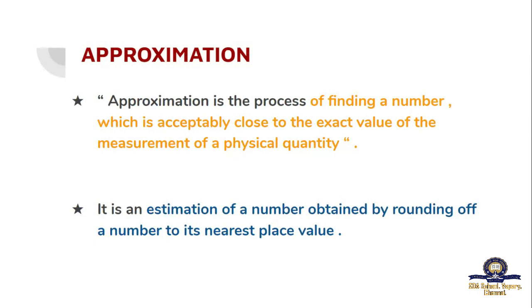Here it is the definition for what is approximation. It is a process of finding a number which is acceptably close to the exact value of the measurement of a physical quantity. It is also an estimation of a number obtained by rounding off a number to its nearest place value.